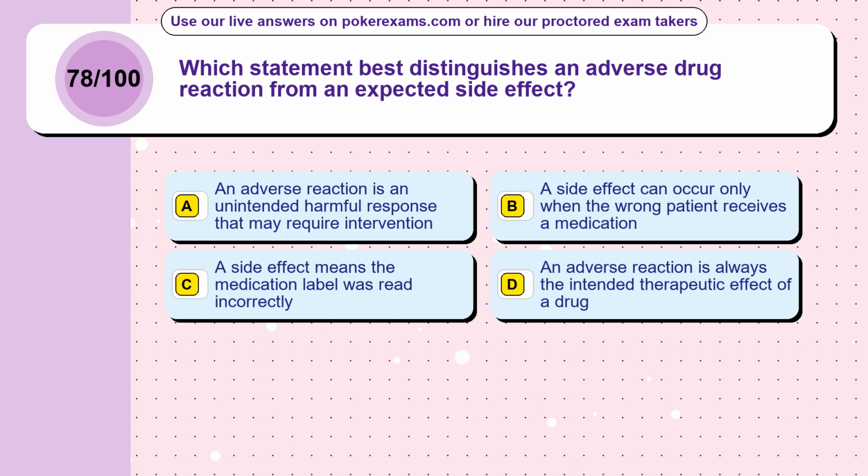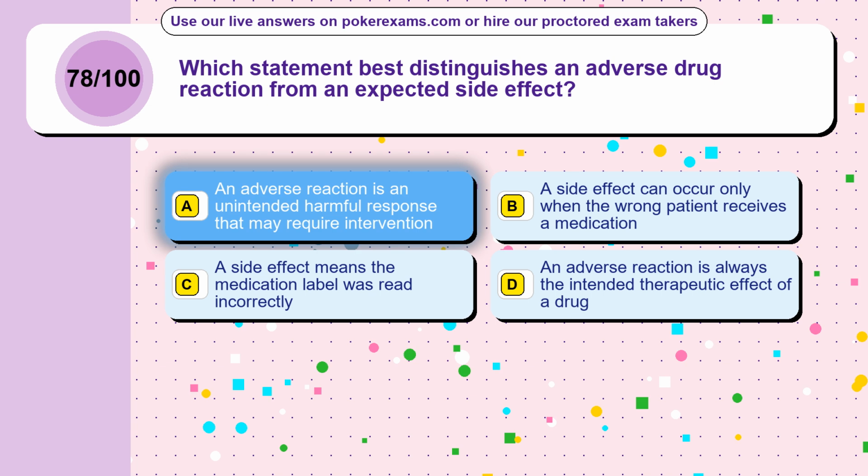Question 78. Which statement best distinguishes an adverse drug reaction from an expected side effect? Option A. An adverse reaction is an unintended harmful response that may require intervention. Option B. A side effect can occur only when the wrong patient receives a medication. Option C. A side effect means the medication label was read incorrectly. Option D. An adverse reaction is always the intended therapeutic effect of a drug.